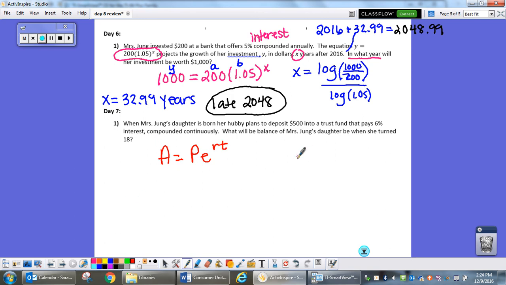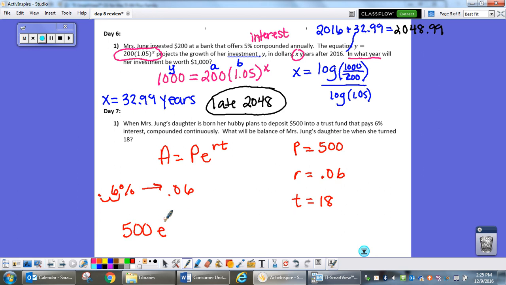A is what we're solving for. P is what you initially start with, so he's depositing $500. E is E. R is the rate as a decimal, so 6% becomes 0.06, because you move 2 spots over. And T is time, so since she's going to be 18, it's in years, so it's 18. And then you just substitute in 500 E to the 0.06 times 18, and you should be getting this.